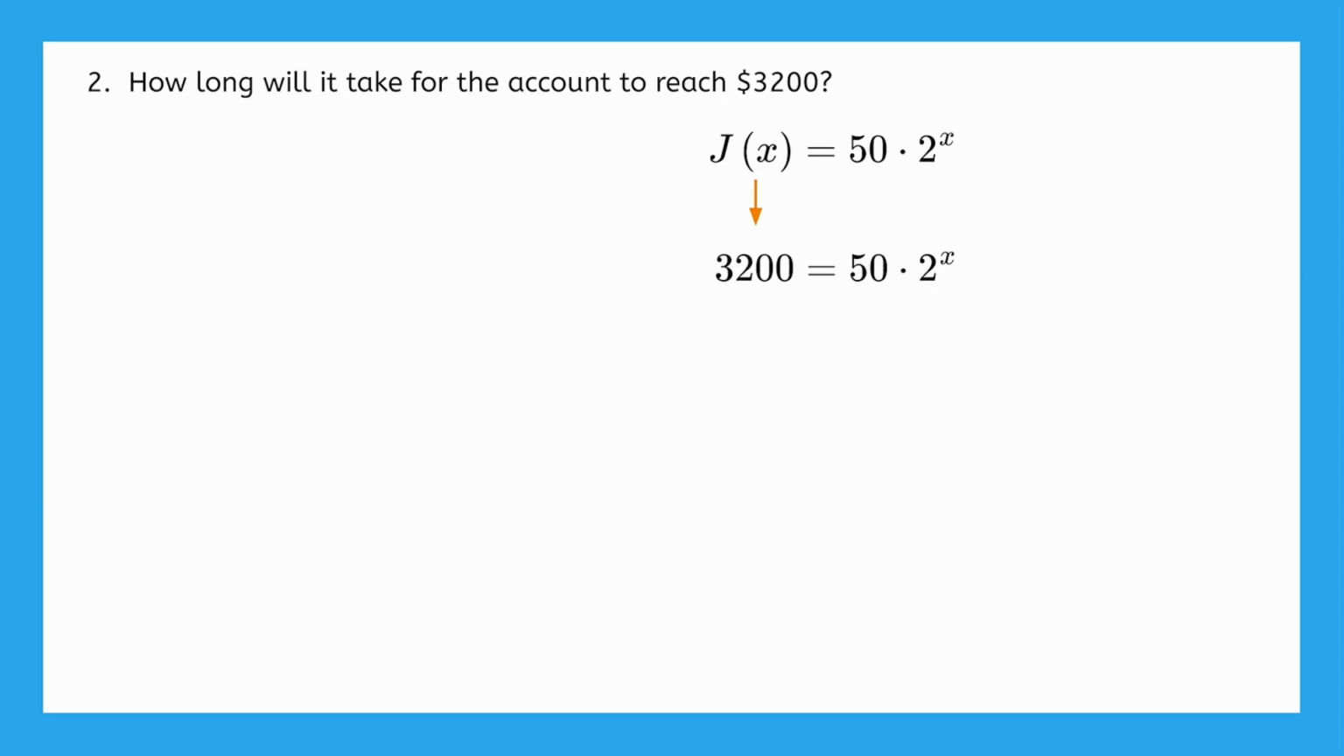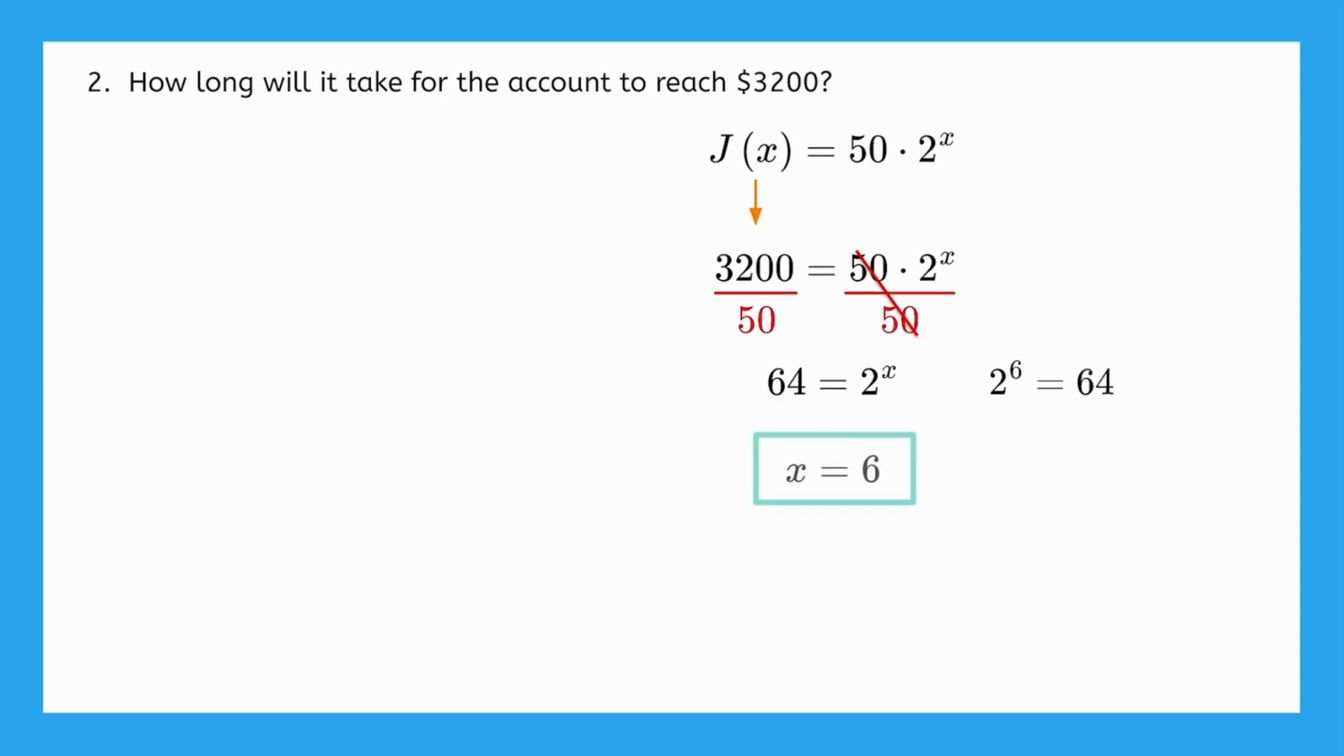We can't multiply the 50 with the 2 due to the order of operations, so let's divide both sides by 50. We get 64 equals 2 to the x, so we ask ourselves, 2 to the power of what is 64? The number of times we multiply 2 to get 64 is 6, so the solution to our equation is x equals 6.